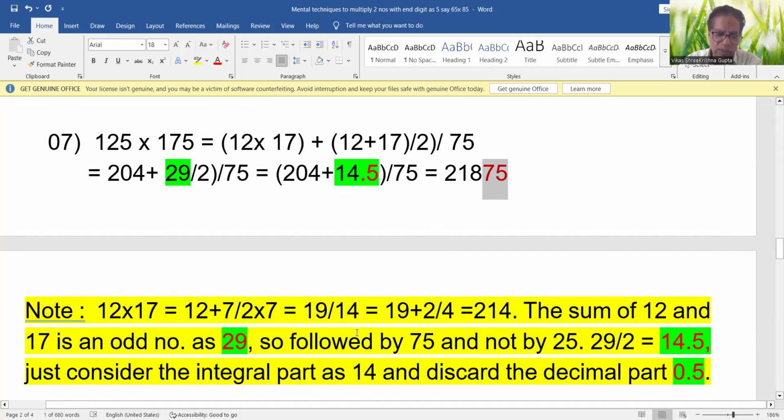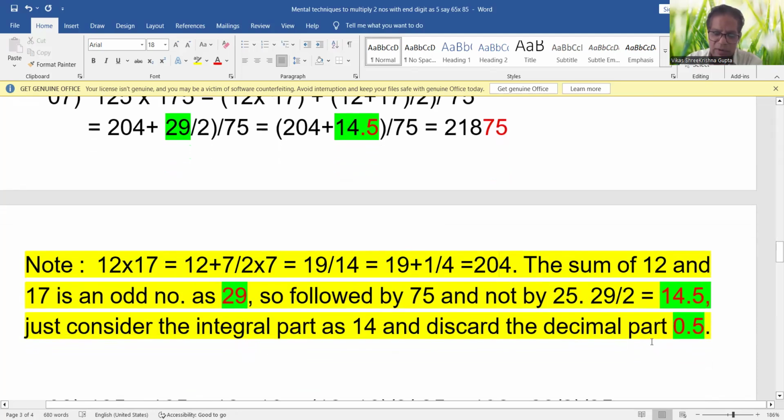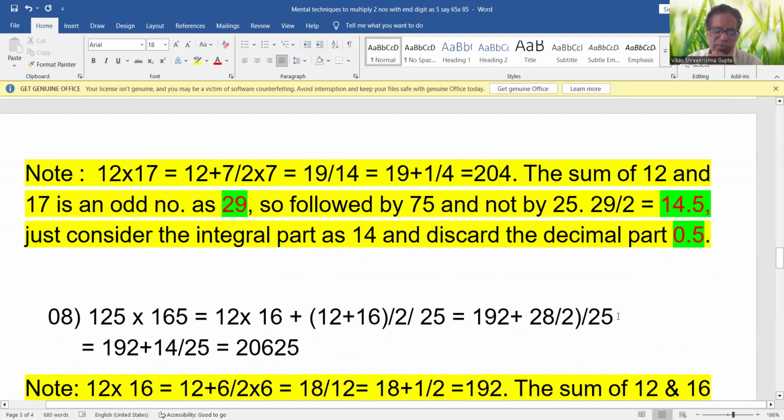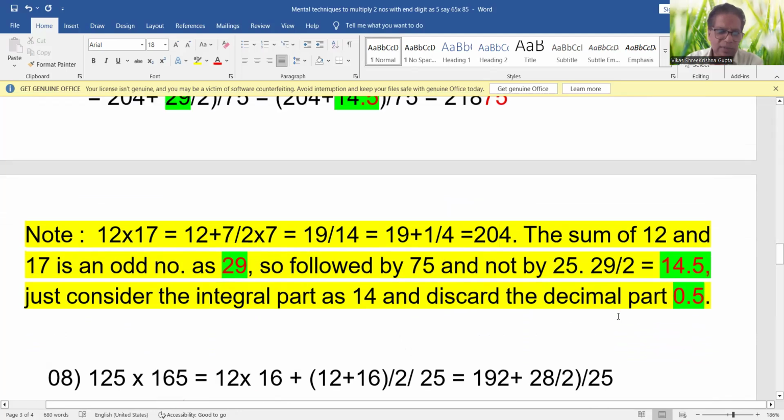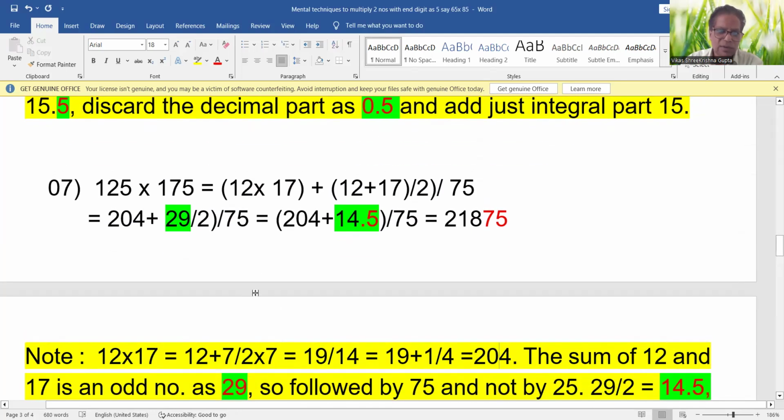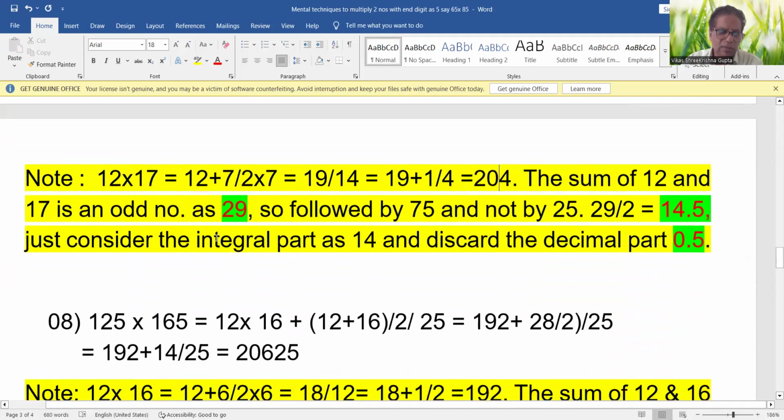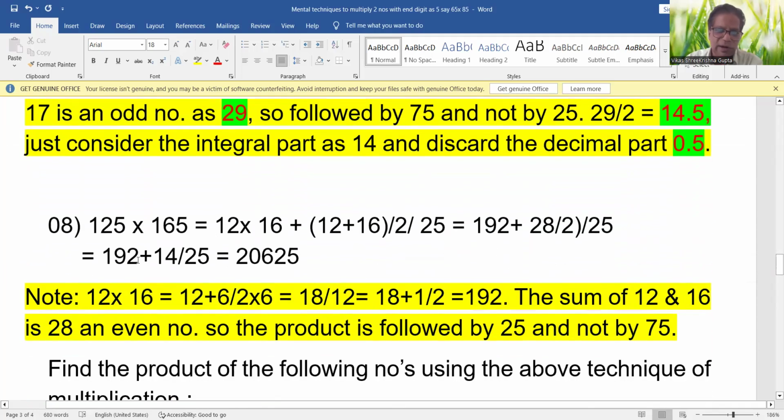It becomes 204. It should be 19 plus 1, that is 204. Yes. So 12 plus 17 is 29, an odd number, so it will be followed by 75 and not by 25, right? So in this way, you can find the answer very easily. Okay. Now, in the same way, you have to multiply, say, 125 into 165.